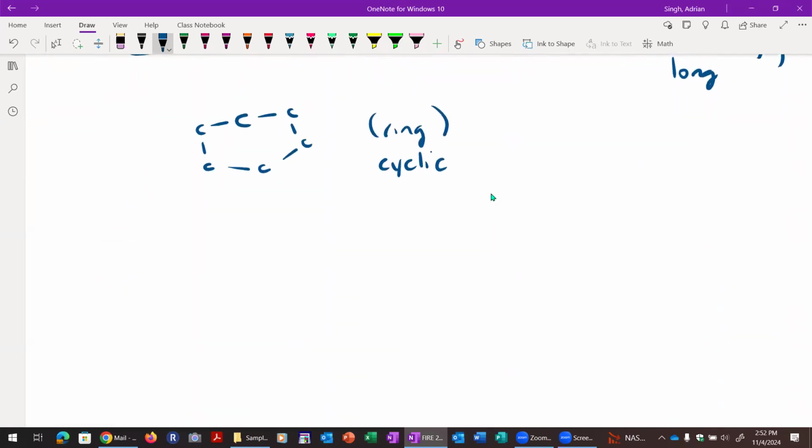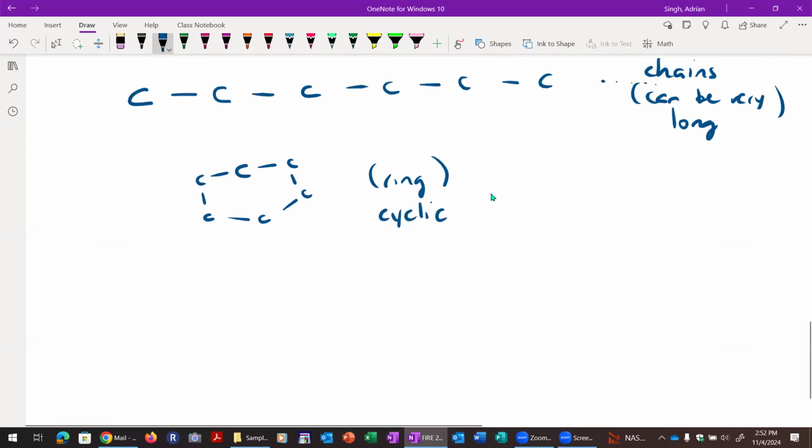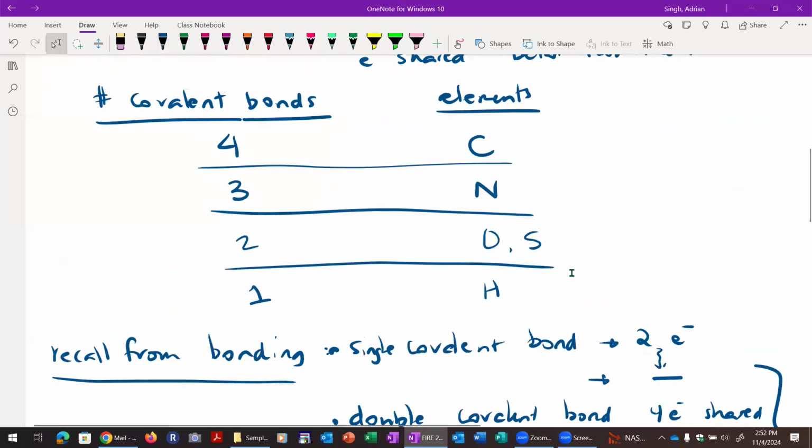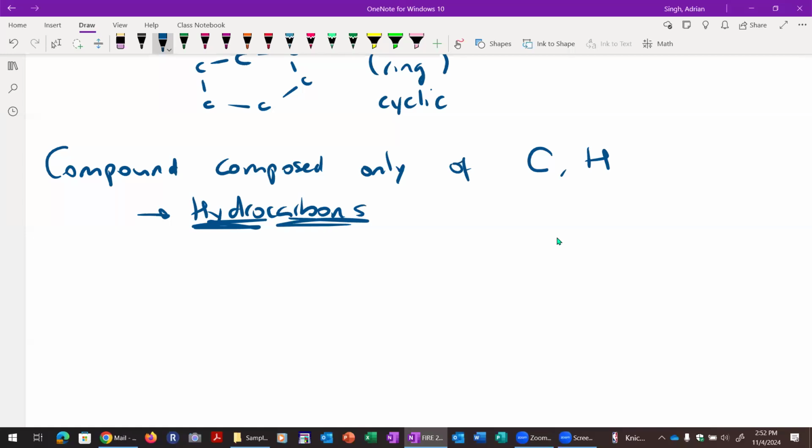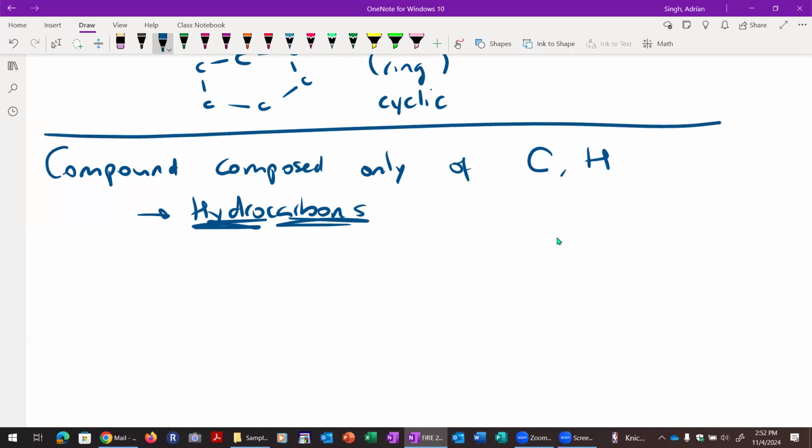All right, so we said that in our organic compounds, we're going to see mostly carbon. We're going to see a lot of hydrogens, and to a lesser extent, nitrogen, oxygen, and sulfur. So when you have a compound composed only of C's and H's, carbons and hydrogens, we refer to these as hydrocarbons. Hydro from hydrogen, carbon from carbon. So hydrocarbons are made up only of C's and H's.